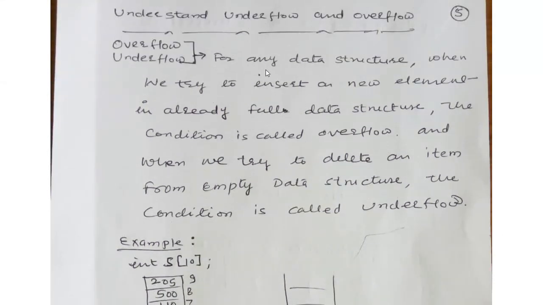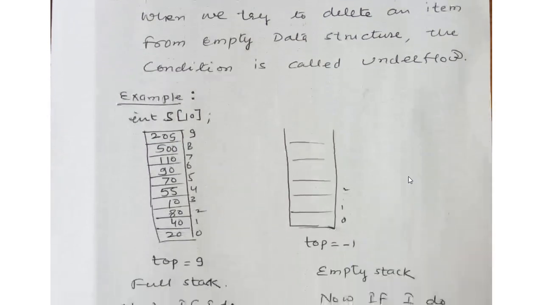So this is the definition for any data structure: when we try to insert a new element in an already full data structure. So data structure is already full, and then you are inserting something, it means this is an overflow condition. Similarly, when data structure is empty and you are deleting some item from it or removing some item from it, in case of stack, if you are performing pop operation, then it is called underflow condition.